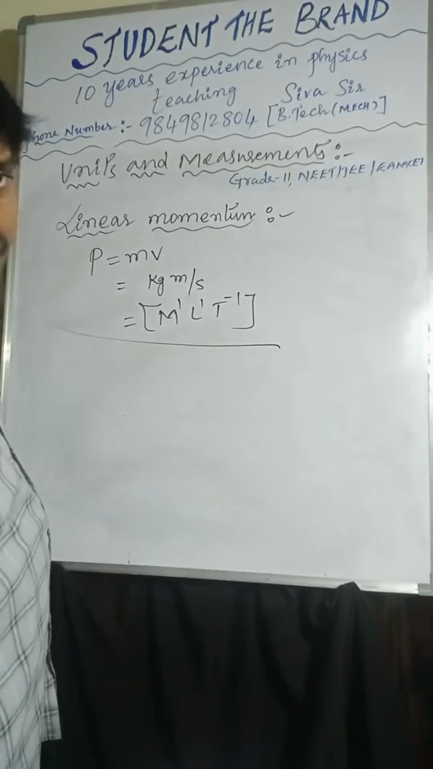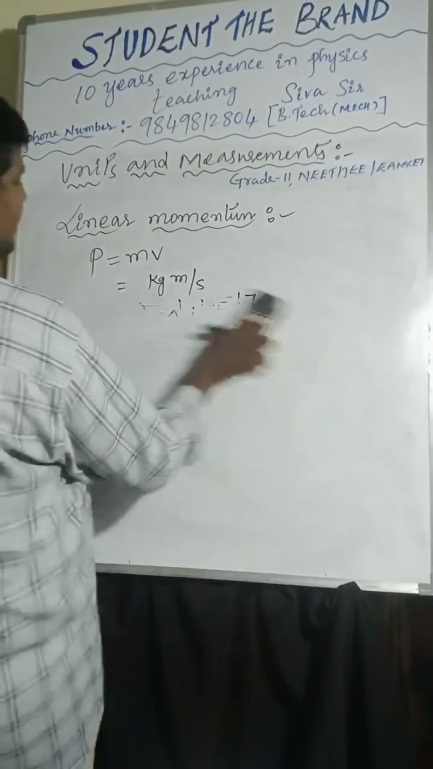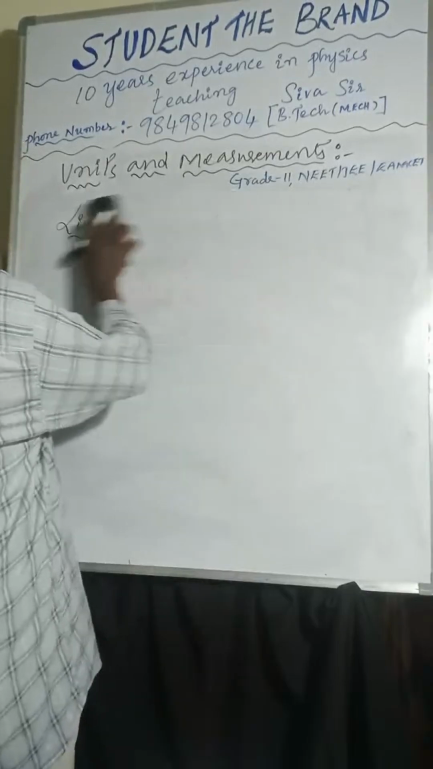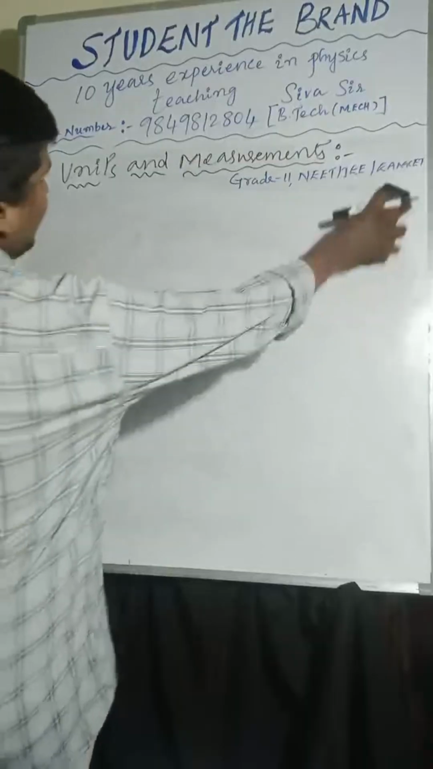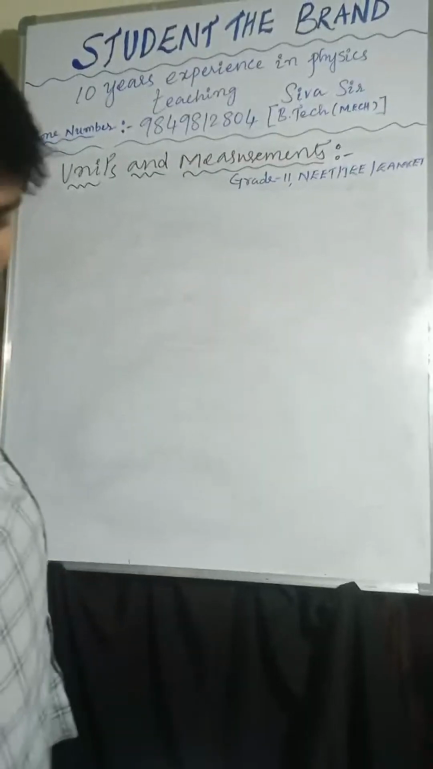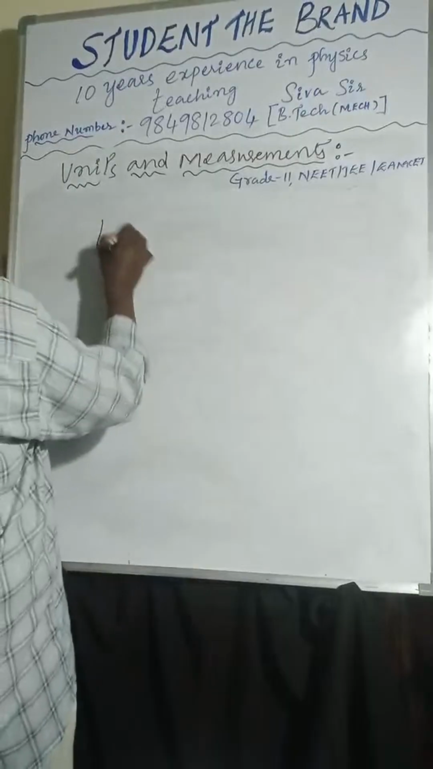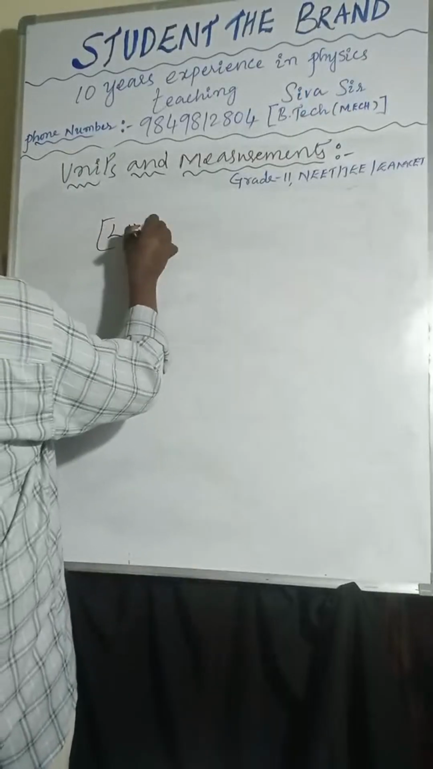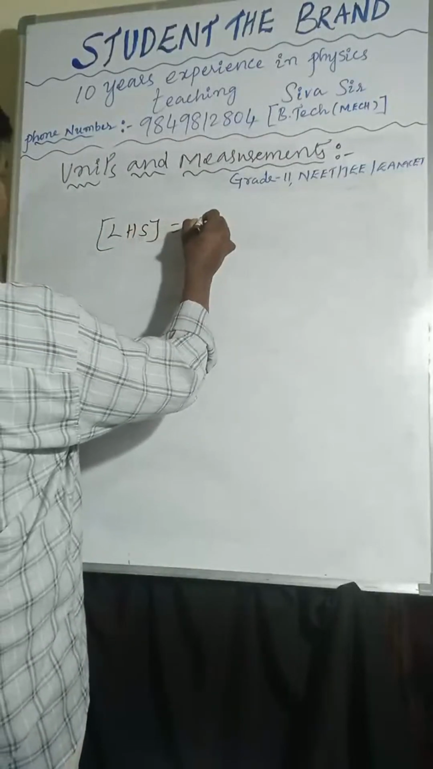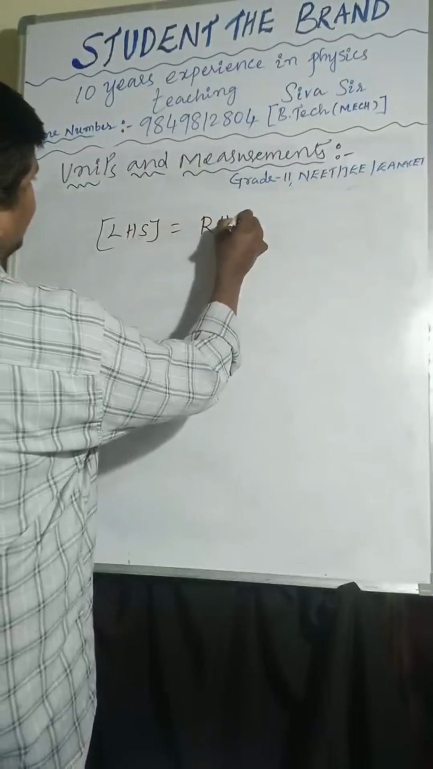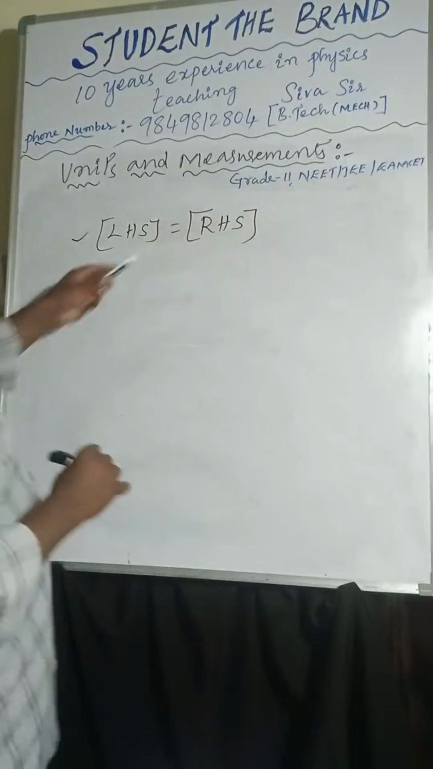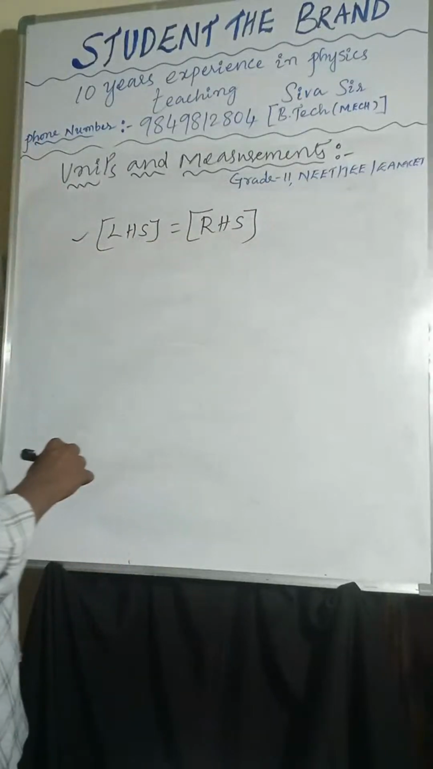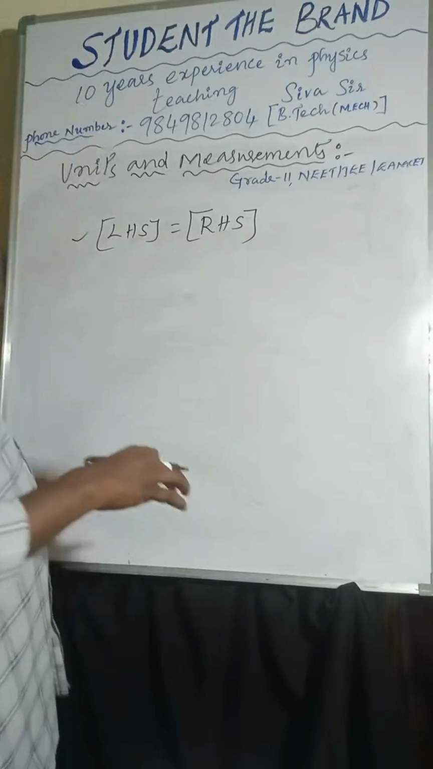Next one, the homogeneity principle. Homogeneity principle is nothing but, the dimensions of the left hand side of an equation are equal to the dimensions of the right hand side of an equation. That is called the homogeneity principle. If the dimensions of the left hand side of an equation are equal to the dimensions of the right hand side, then that equation is dimensionally correct.